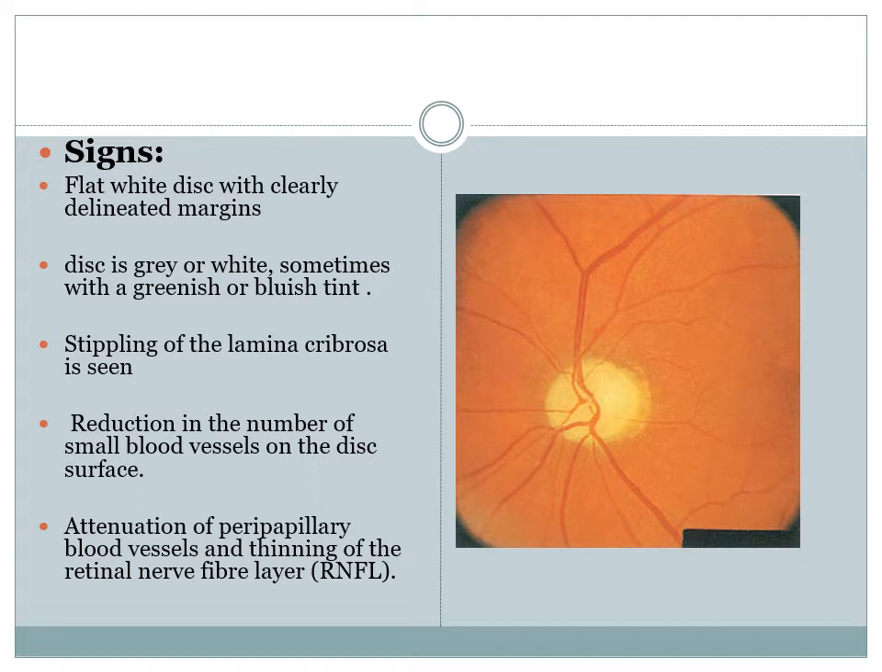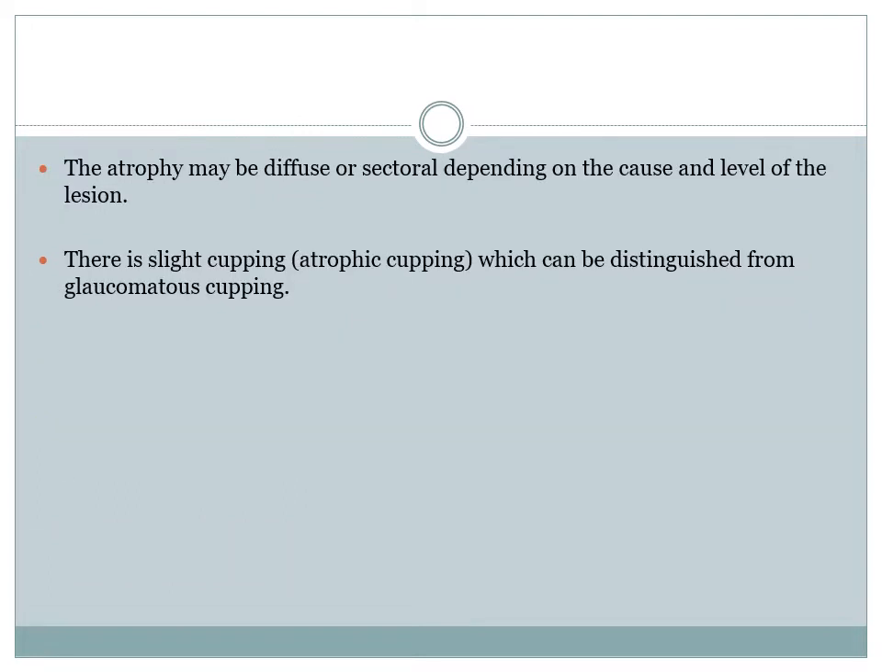The number of blood vessels on the disc is reduced. Then there will be attenuation of peripapillary blood vessels and thinning of the retinal nerve fiber layer. Atrophy may be diffuse, where the total disc will be atrophied, or sectoral, depending upon the cause and level of the lesion. One type is bow tie optic atrophy, where it follows the pattern of a bow tie. So this is known as diffuse or sectoral optic atrophy. Find out the cause of bow tie optic atrophy.